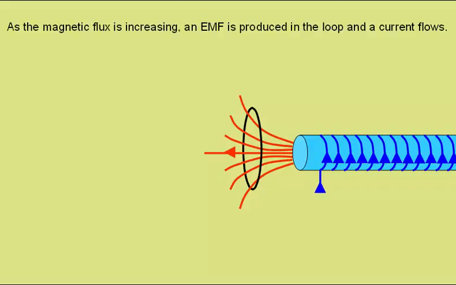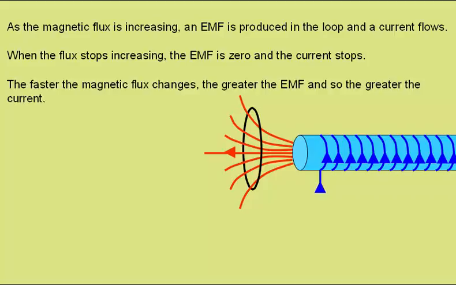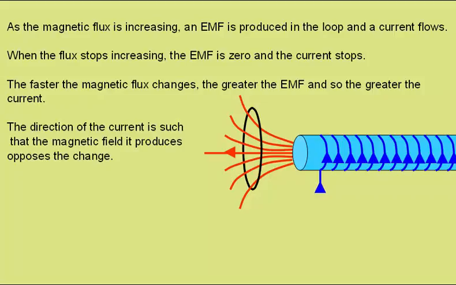As the magnetic flux is increasing, an EMF is produced in the loop, and as it is a complete circuit, a current will flow. When the flux stops increasing, the EMF is zero, and so the current in the loop will stop. The faster the magnetic flux changes, the greater the EMF, and so the greater the current. The direction of the current is such that the magnetic field it produces opposes the change.